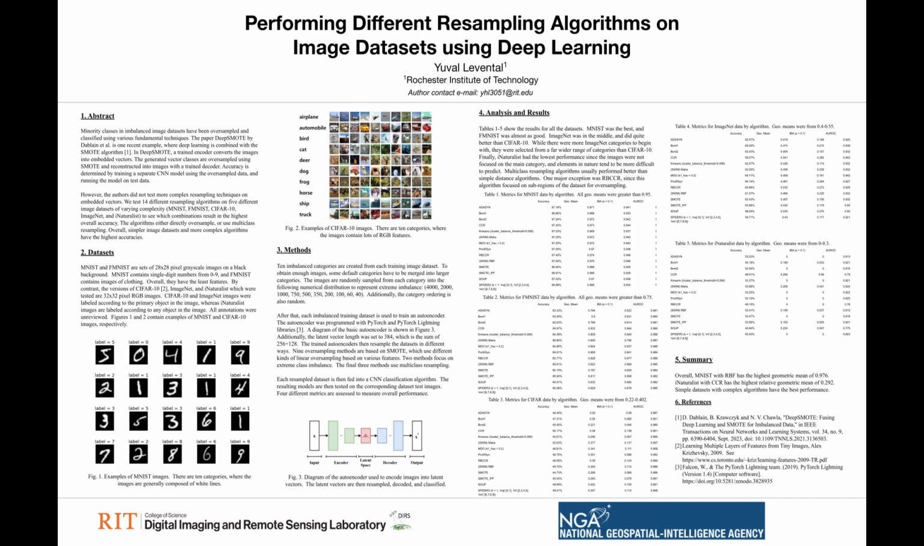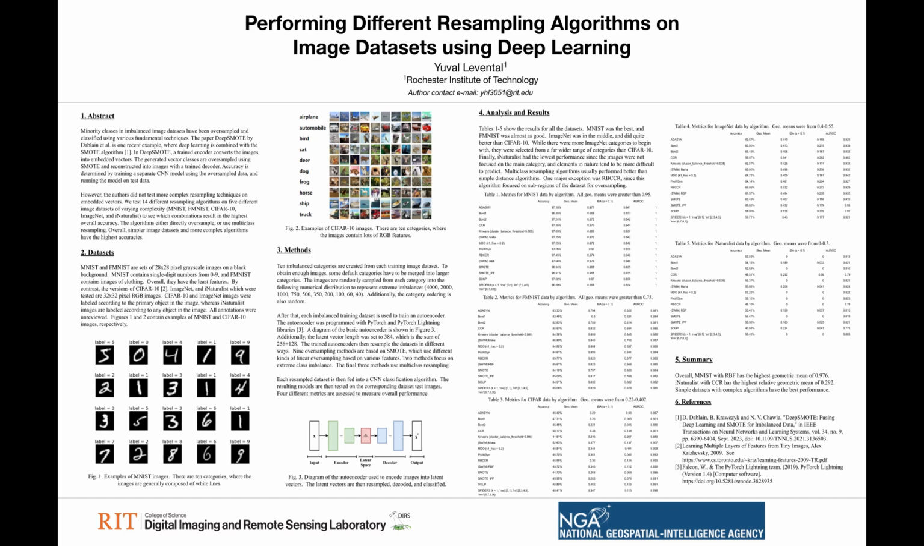After that, each imbalanced training dataset is used to train an autoencoder. The autoencoder was programmed with PyTorch and PyTorch Lightning libraries. A diagram of a basic autoencoder is shown in figure 3. Additionally, the latent vector length was set to 384, which is a sum of 256 plus 128, both powers of 2. The trained autoencoders then resample the datasets in different ways.